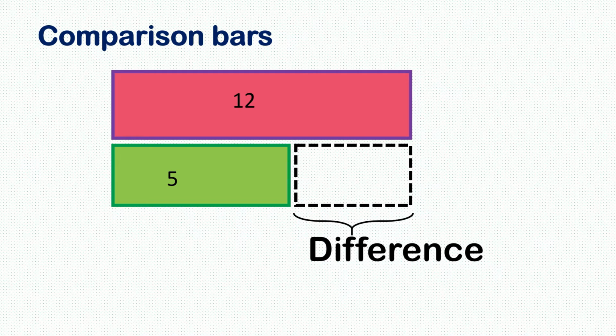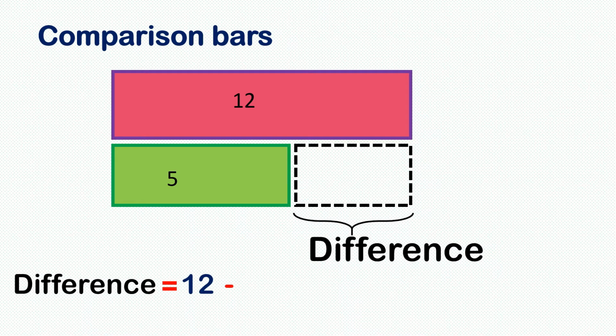To find the difference between these two bars, we have to minus 5 from 12. Difference equal 12 minus 5. 12 minus 5 equal 7. The answer is 7.